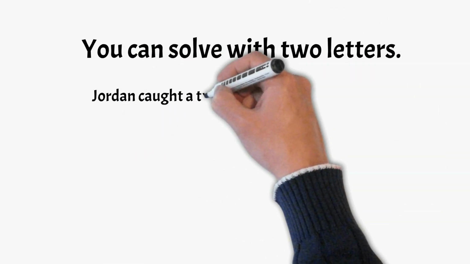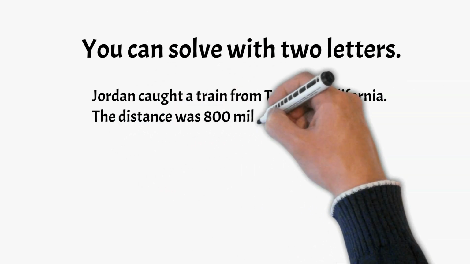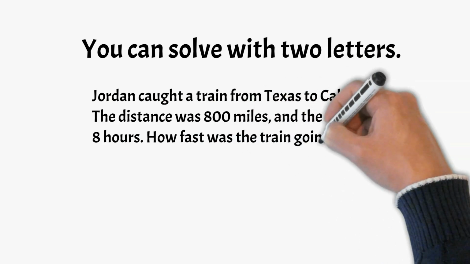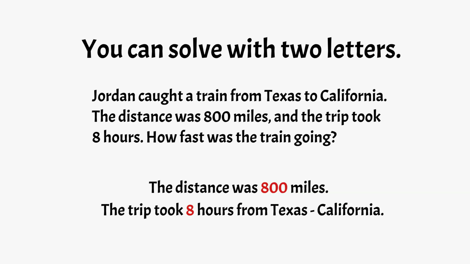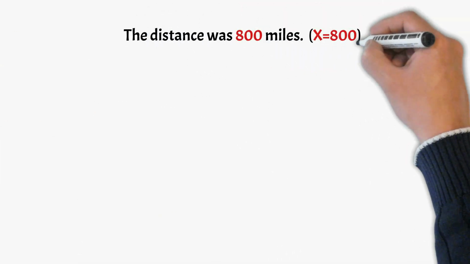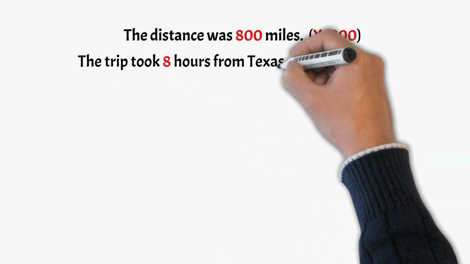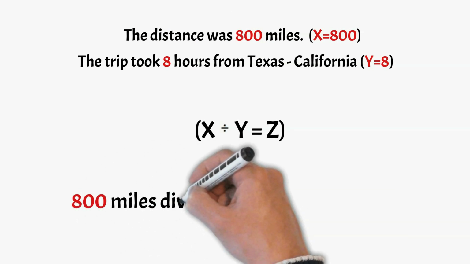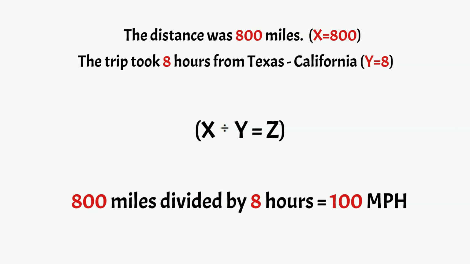For example, Jordan caught a train from Texas to California. The distance was 800 miles, and the trip took 8 hours. How fast was the train traveling? The distance was 800 miles. X equals 800. The trip took 8 hours. Y equals 8. By using the division equation, we can determine how fast the train was traveling.